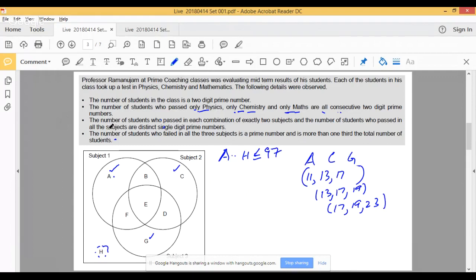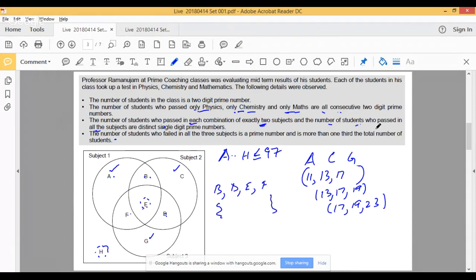Now, the number of students who passed in each combination of exactly two subjects and the number of students who passed in all the subjects. So it is talking about B, D, F. These are students who passed in exactly two subjects, and E, which is all three subjects. So B, D, E, F, right?